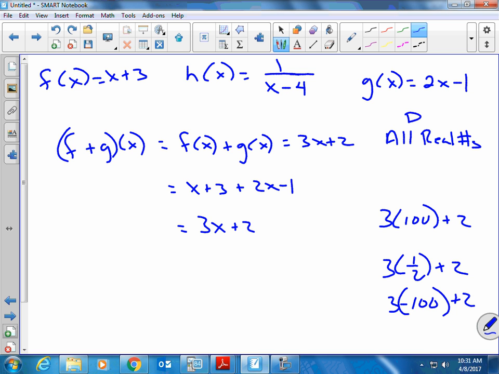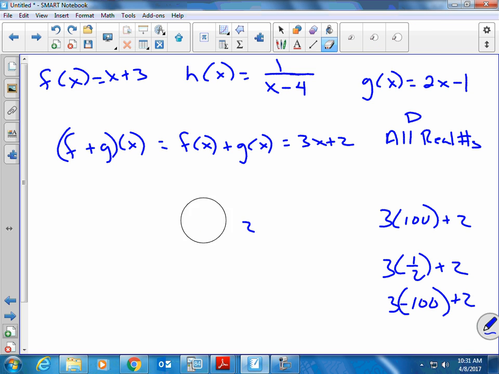Okay? We don't care about the range, just the domain. We don't care what comes out of the function. We just care, is there something for x that doesn't work? Because by writing this, we're saying f of x plus g of x is equal to 3x plus 2. Well, someone should ask the question, does it always work? Will it always be 3x plus 2? And the answer is yes. Every real number can be plugged in for x.